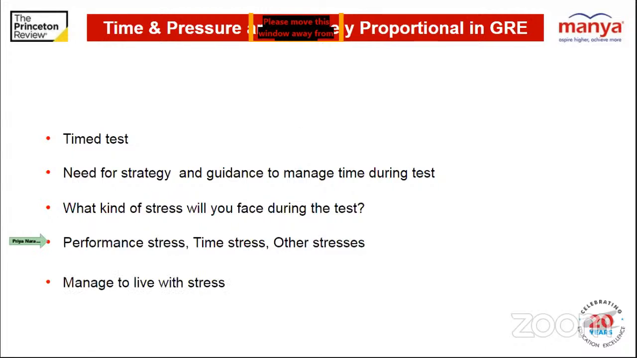Okay, so whatever methodology you use, whether you go practice yoga, breathing technique, or whatever you do, remember one thing: you have to manage these stresses. Okay, they are not going to go anywhere. You should learn to tackle them while preparing as well as while taking the test, right?